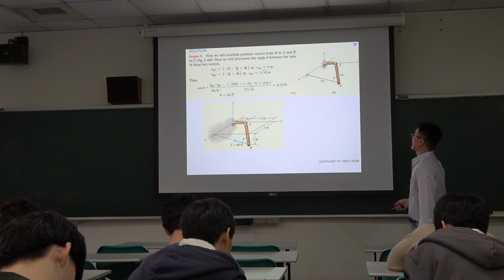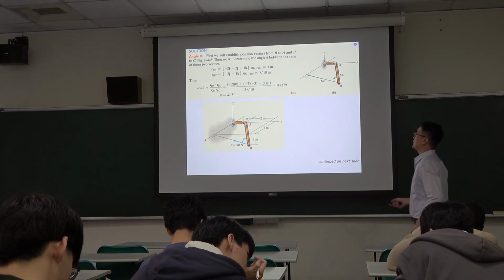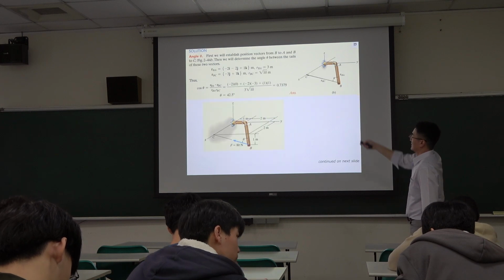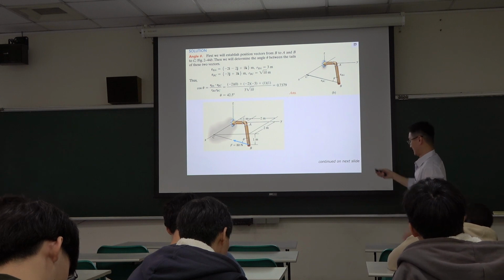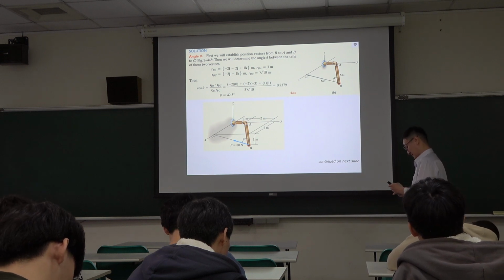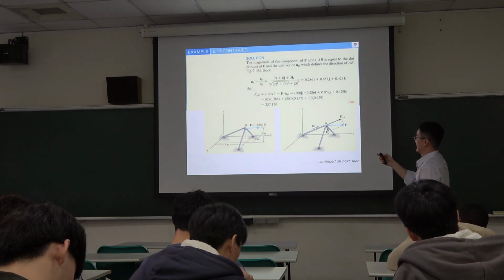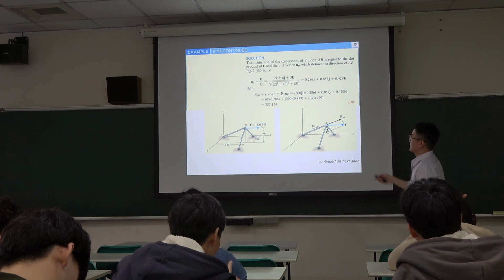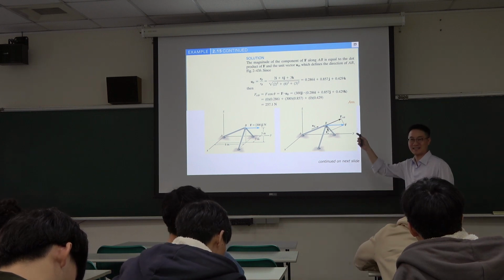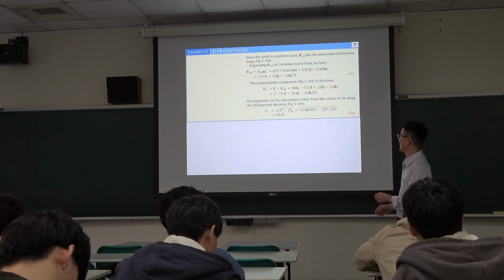Okay, then we check the procedure. So position vector from B to A. Sorry, since I run out of battery, I only can use my hand. So I still can change the slide, but run out of battery. There is no light pointer.